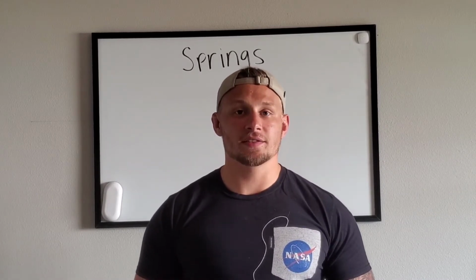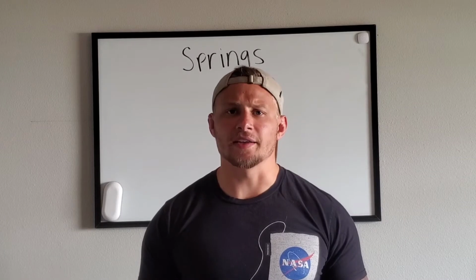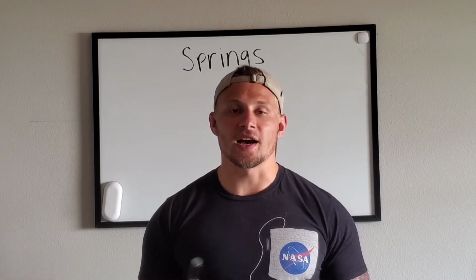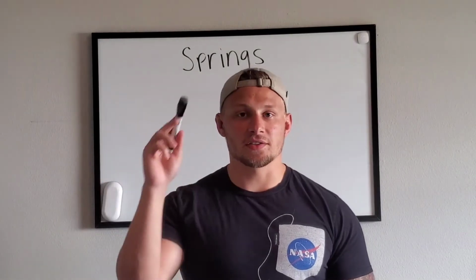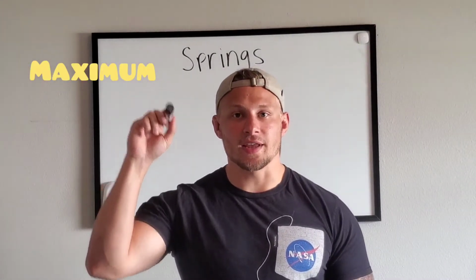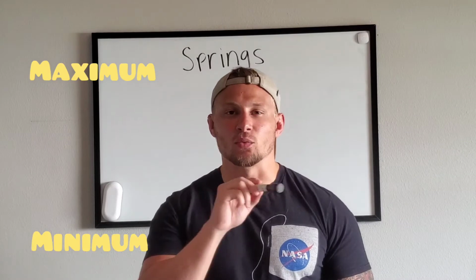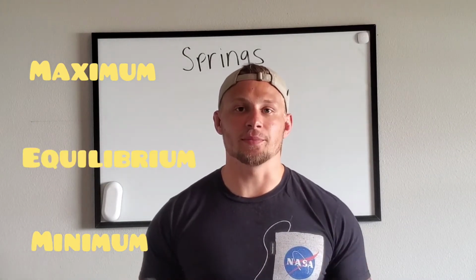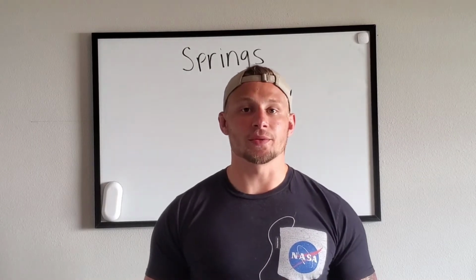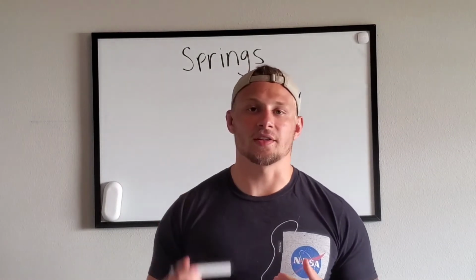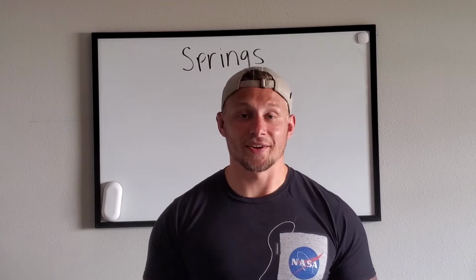A lot of the things in the universe today act like springs. For example, the tides of the ocean ebb and flow like a spring. They oscillate from a maximum point down to a minimum point, and right there in the middle is what's called an equilibrium. The water is always trying to find that equilibrium, but due to some forces, the water is always oscillating. We can model this like a spring.